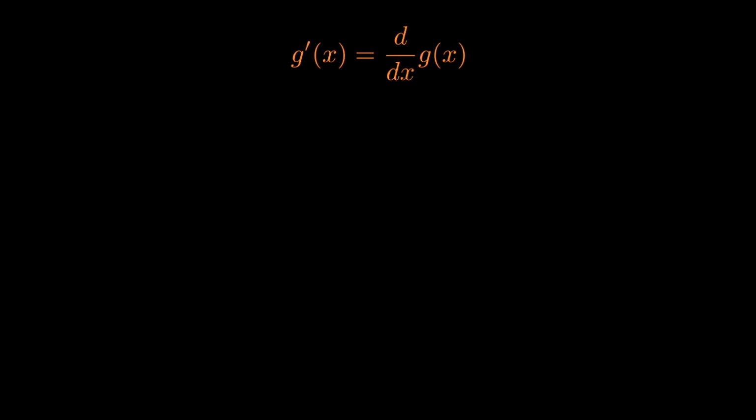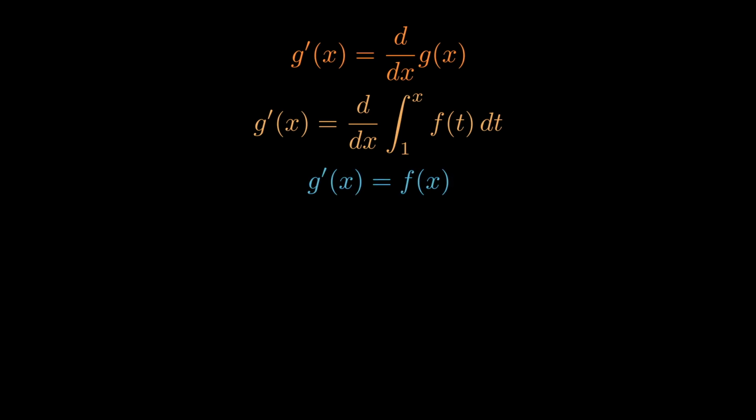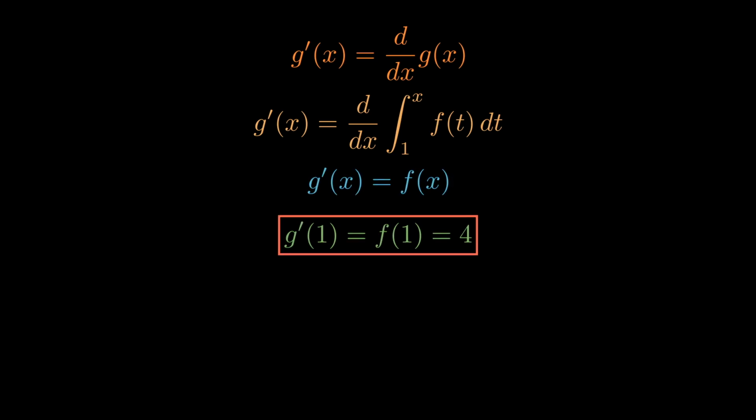Now for part B, we want to find the instantaneous rate of change of g with respect to x at x equals 1. So let's differentiate our function g. So we know that g of x equals the integral of f of t from 1 to x. So if I differentiate that, I get g prime of x equals f of x. Now I substitute in 1 to get g prime of 1 equals f of 1. And I can look at the graph to find that f of 1 is simply 4.